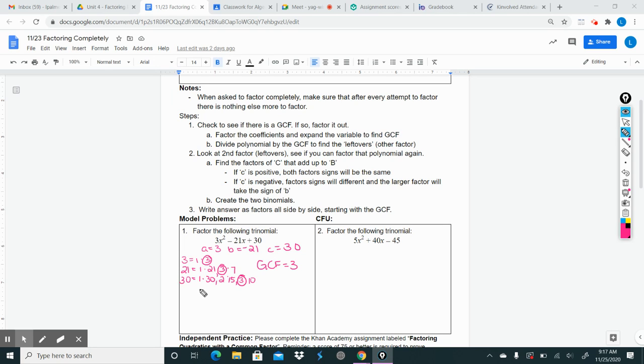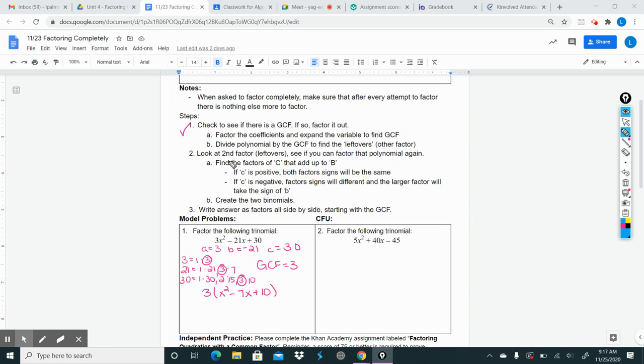So then we're going to divide and find our leftovers, our second factor, because the GCF is our first factor. When we divide, 3x squared divided by 3 is just x squared. Negative, we bring down the minus sign. 21x divided by 3 is 7x. Then bring down the plus sign. 30 divided by 3 is 10. Okay, so step number 1 is complete.